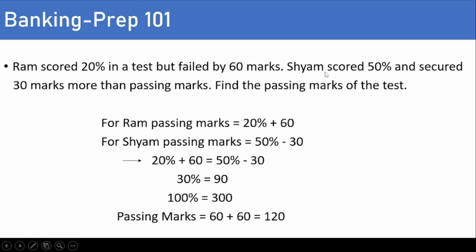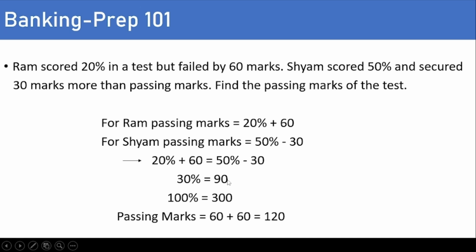So if we add 60 to this 20% of the total, we would find out Ram's passing marks. In the same way, Sham scored 50% and secured 30 marks more than the passing marks. That means from this 50%, if we subtract 30, we would get Sham's passing marks. And the passing marks in the exam would be the same, be it for Ram or Sham. So we equate them both. 20% plus 60 equals 50% minus 30. Solve it, bring the percentages on one side and the numbers on the other side. 50% minus 20% is 30%. 60 plus 30 is 90.